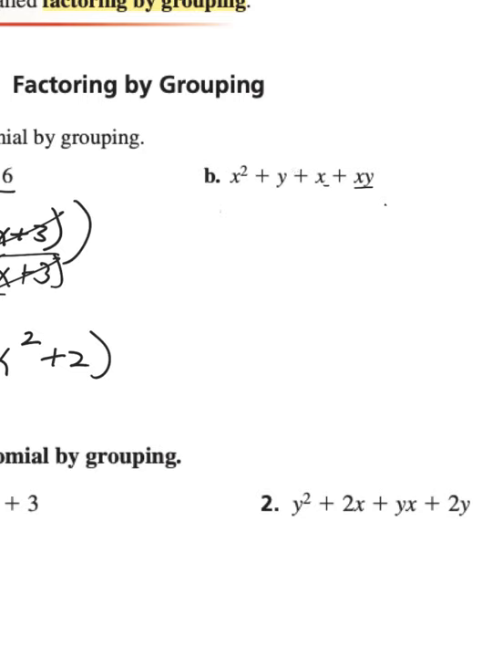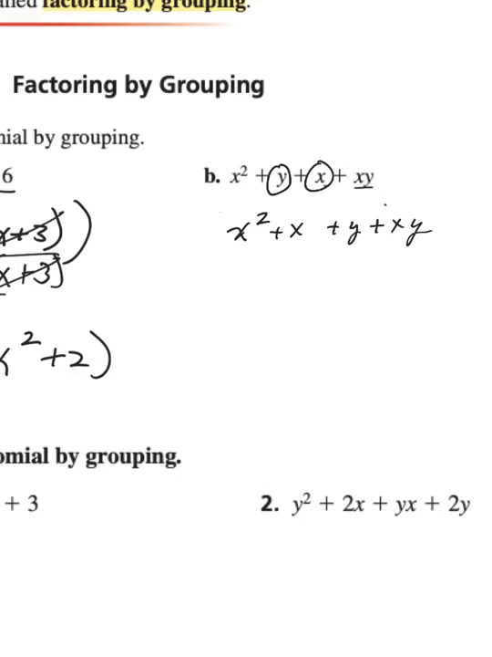Let's see if we can change the grouping a little bit so maybe there is a common factor in both of them. And my suggestion will be to switch this y with this x. And there's actually a few other ways that we can do this. But let's go ahead and do that. So I've got x squared plus x plus y plus xy.